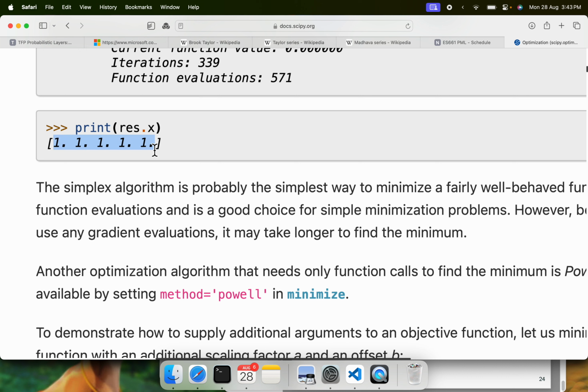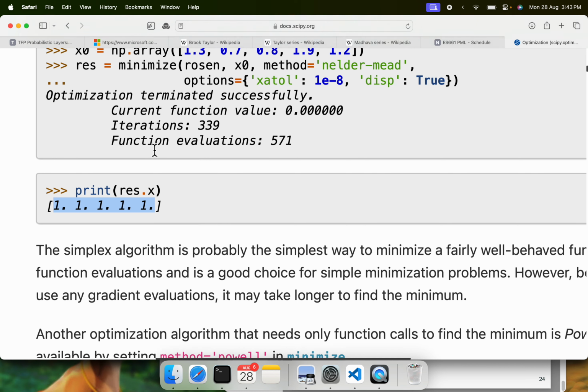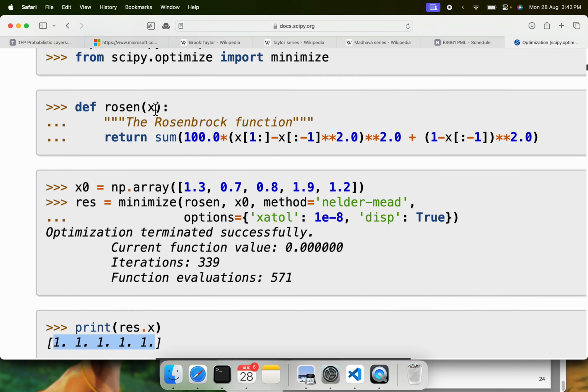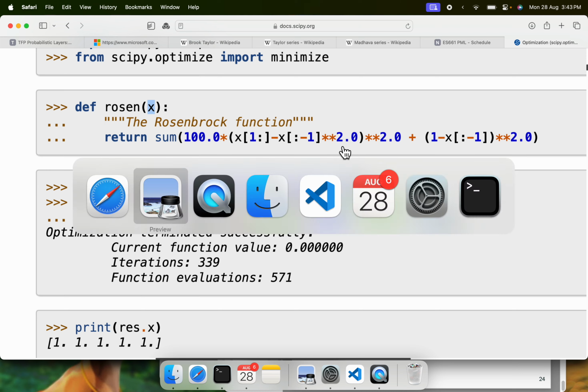Right? So I just wanted to show that this is a common pattern in various optimization libraries, where the input to the function which you are trying to minimize, or the objective, is a single variable, and then you break it up into the different components. Just makes the design more efficient.